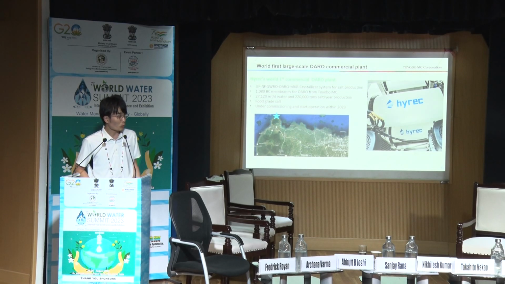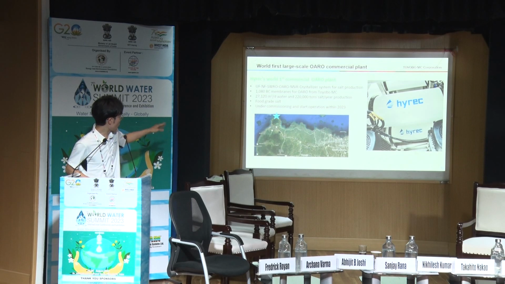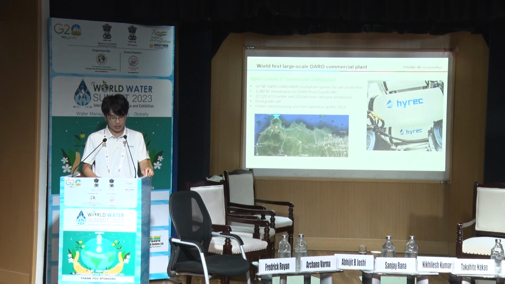And we supplied more than 1,000 brine concentration membrane modules to the plant. And the daily water production of the plant is 27,000 cubic meters, and the annual salt production of the plant is 220,000 tons as food-grade salt. And the plant is just under commissioning, and we will start full operation within this year. And the location is Cilegon, on the northwest side of Java Island in Indonesia. So next, please.